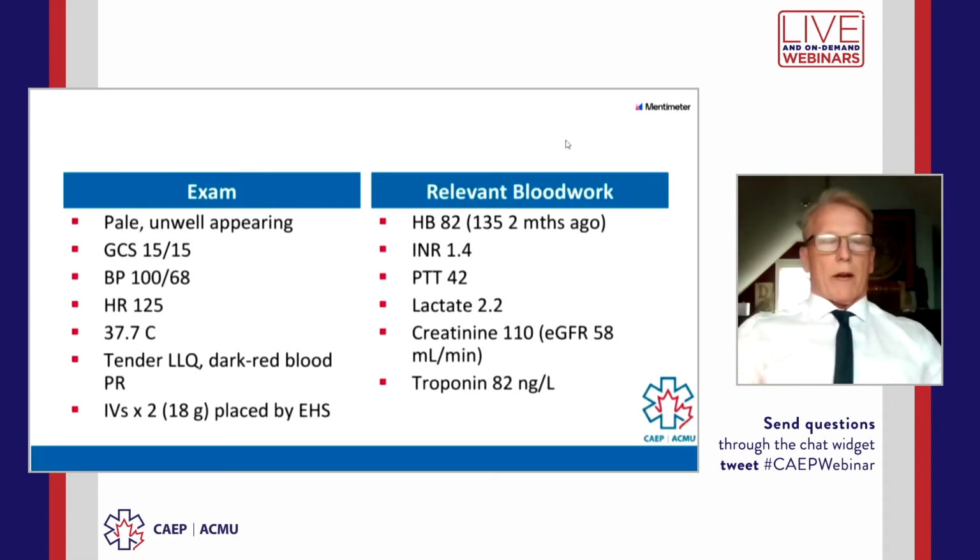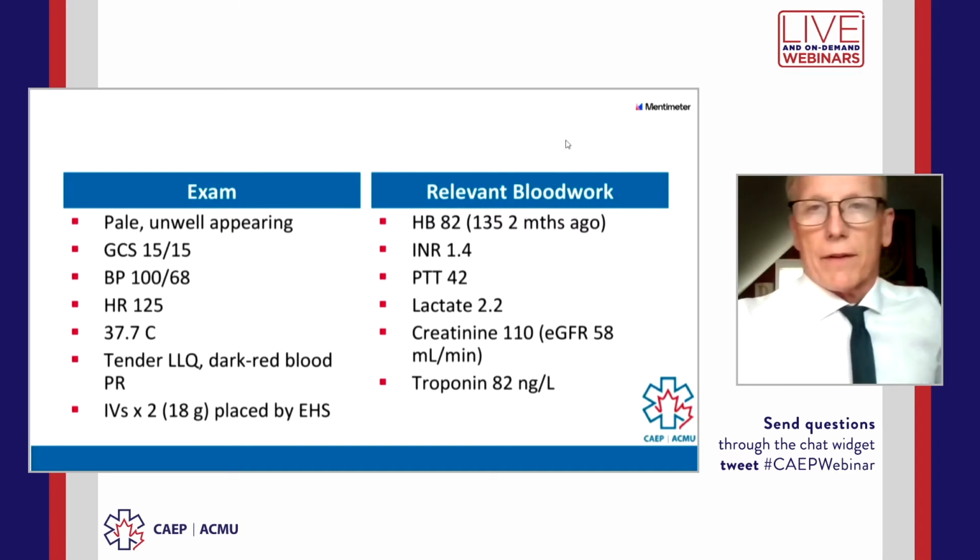So again, he doesn't look great. He's mentating well. His pressure is a little soft, given he's got a history of hypertension. His heart rate's 125. He's borderline febrile. He's got obvious dark red blood per rectum. He's got a couple of intravenous lines placed by EHS. You've got a hemoglobin that's 82, and it was 135 a couple of months ago. Slightly elevated INR, slightly elevated PTT, slightly elevated lactate, and an elevated troponin and renal function.